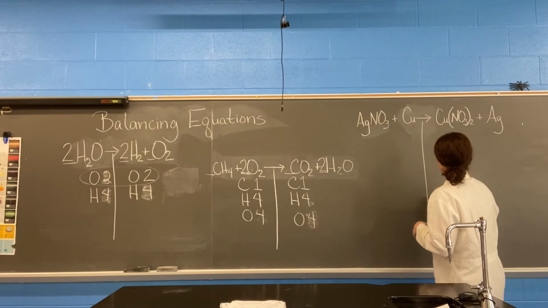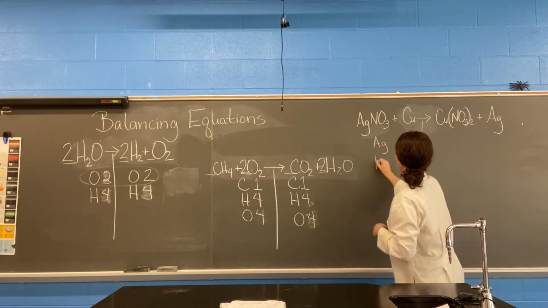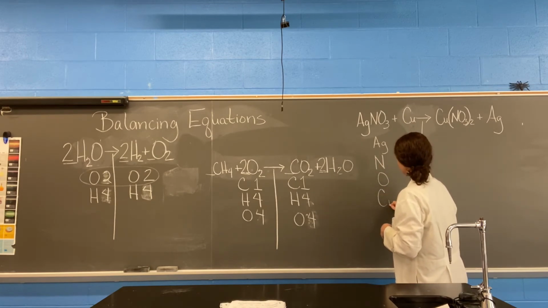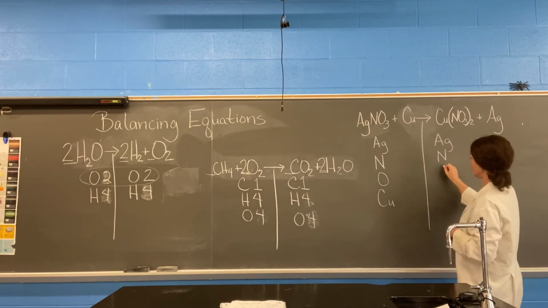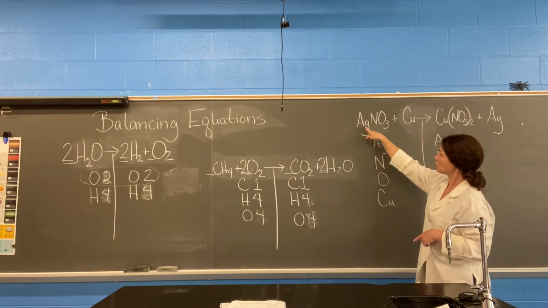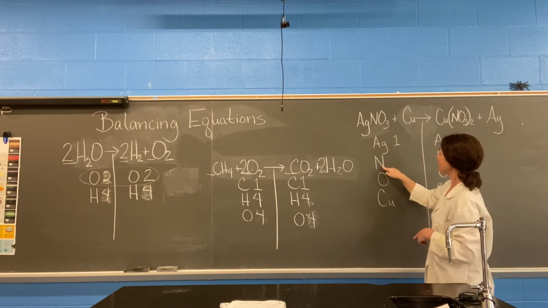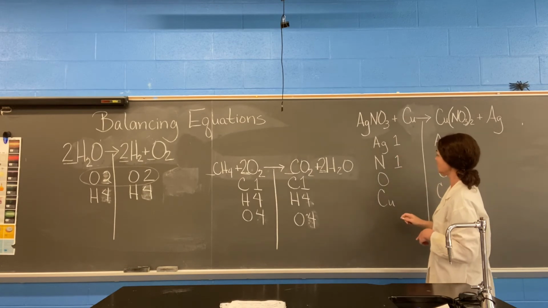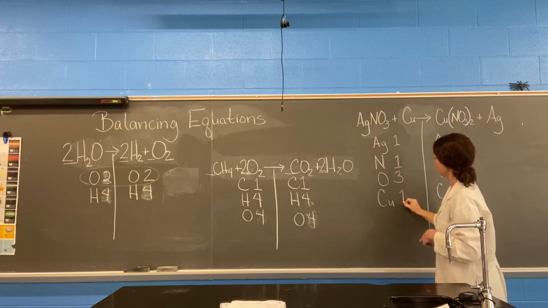We're going to draw our line and we're going to make our list. Ag is silver, N is nitrogen, O is oxygen, and Cu is copper. I'm going to make that list on both sides just like I have before. Over here, there's no subscript and no coefficient. I have 1 atom of silver. Nitrogen, no subscript, gives me 1 atom of nitrogen, 3 of oxygen, and 1 of copper.